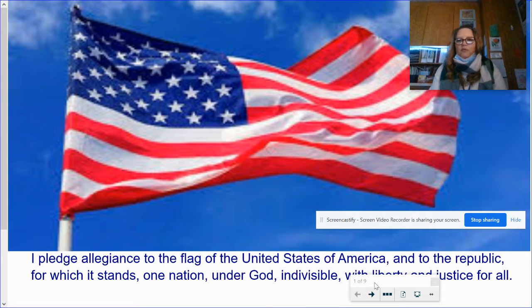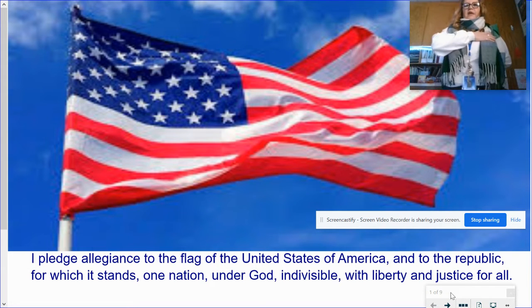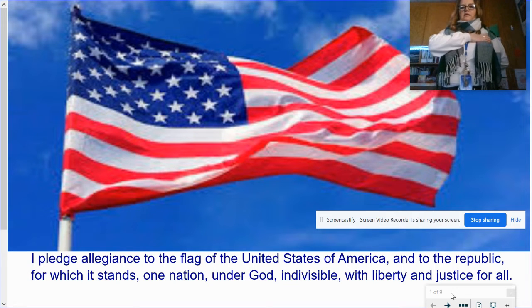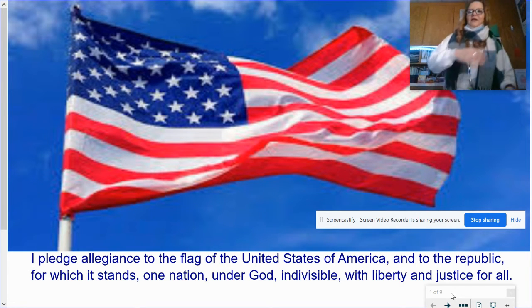And we're going to place our right hand over our heart, and we will say the pledge. I invite you to say, I pledge allegiance to the flag of the United States of America and to the republic for which it stands, one nation, under God, indivisible, with liberty and justice for all.